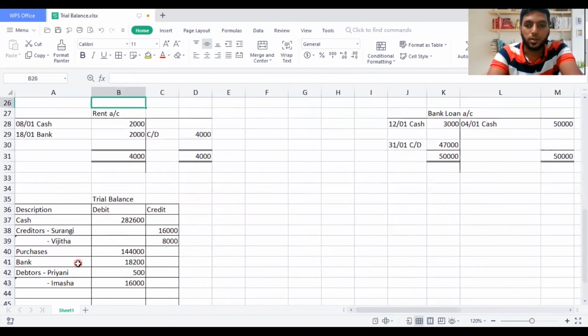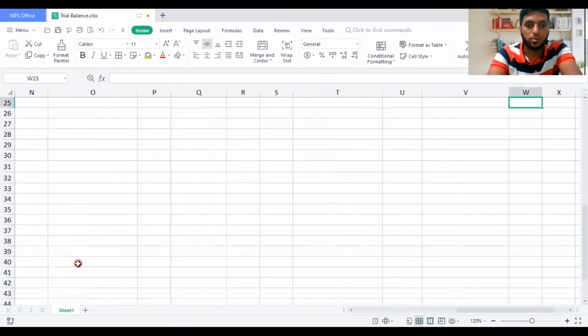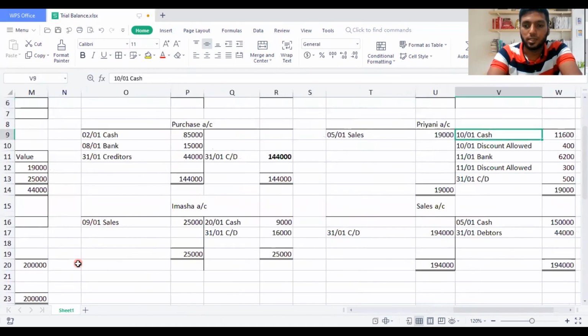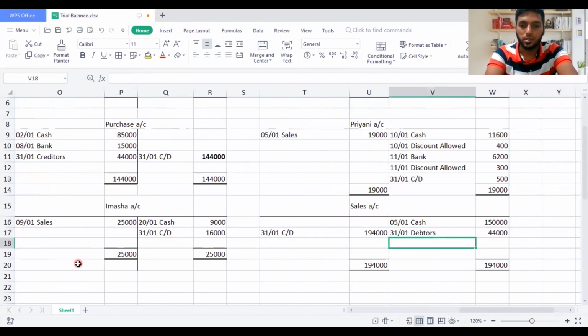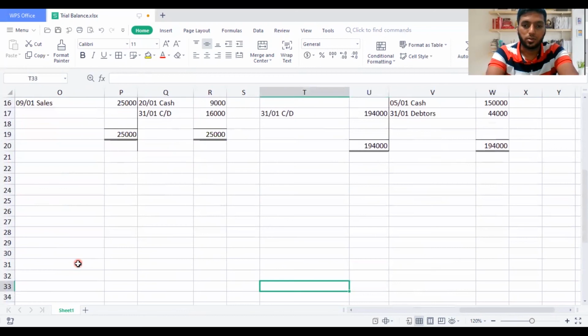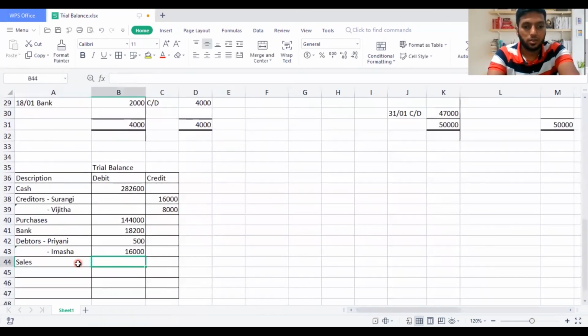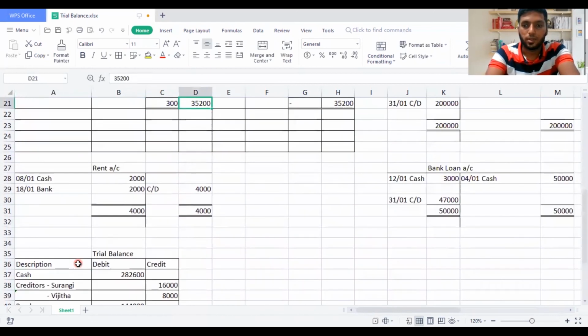Then we move on to the next part, guys. Ledger accounting is almost done. Himasha done. So the sales account. There's one more thing which I need to finalize. Sales account 194,000. So I'll finalize the sales account also, 194,000.